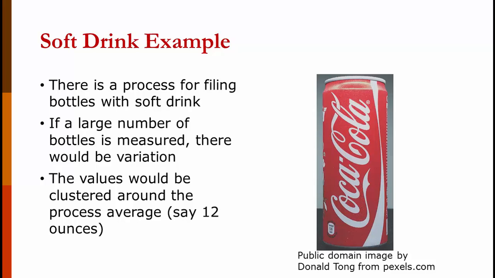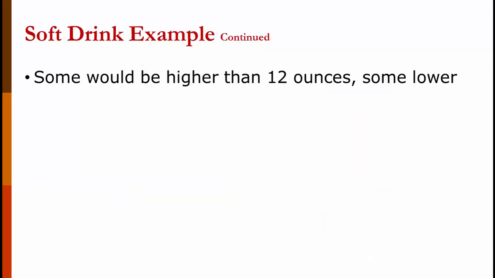And I know there's a can shown on the screen, but that's the only picture I could find in the public domain. If we take samples of a certain size and measure how much soda's in the can, there's going to be variation, even though the process is completely automated. If we're supposed to be putting in 12 ounces, then the values we measure would be clustered around 12 ounces, but they wouldn't be exactly 12 ounces. Some of the cans would have more than 12 ounces, some of them would have less than 12 ounces.